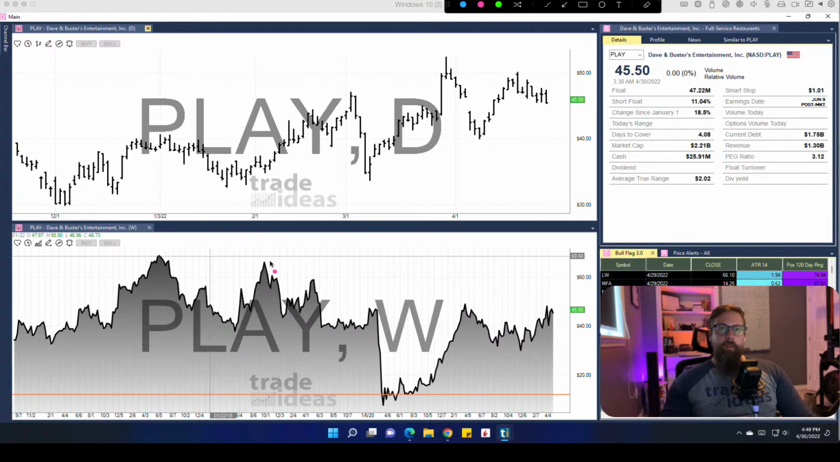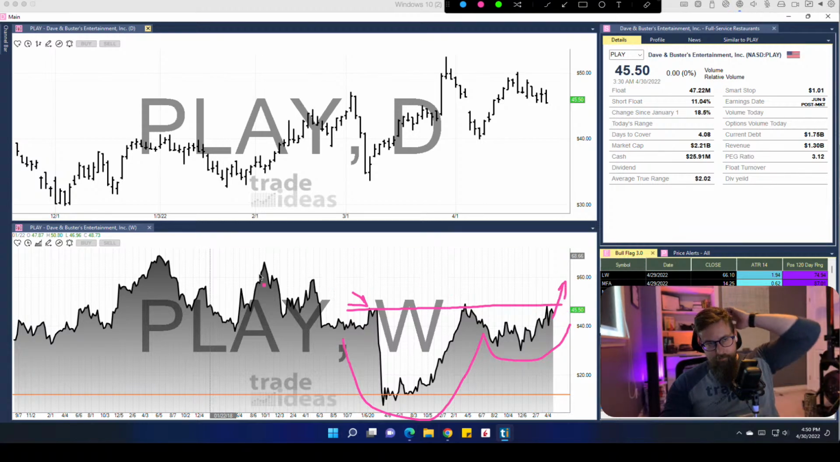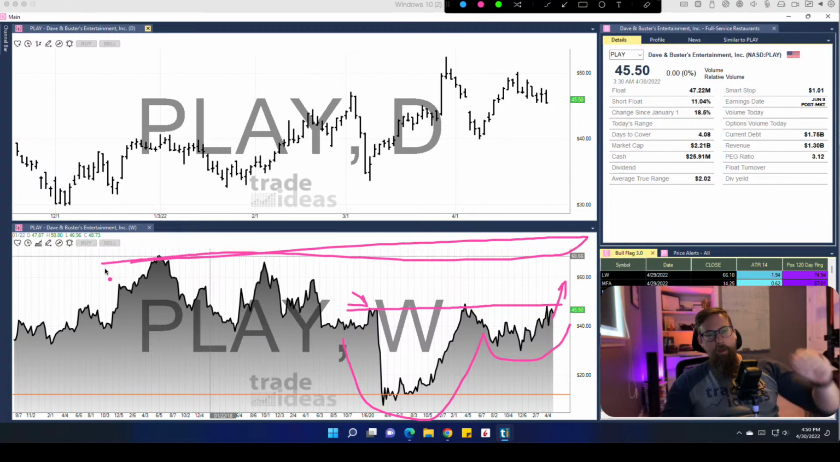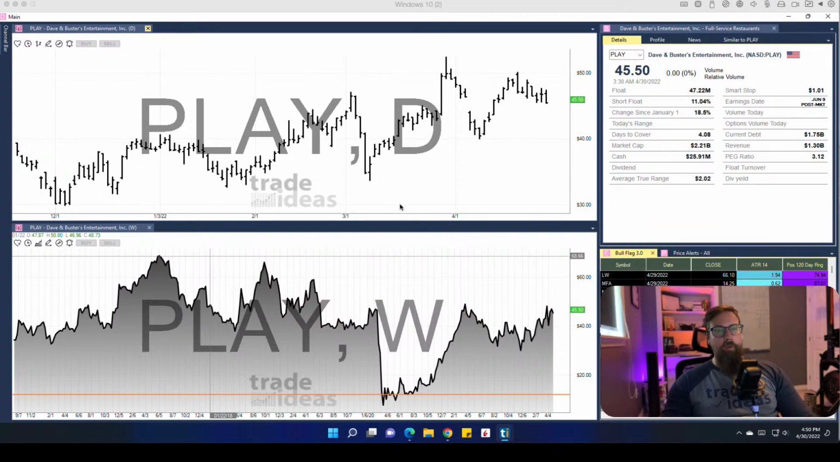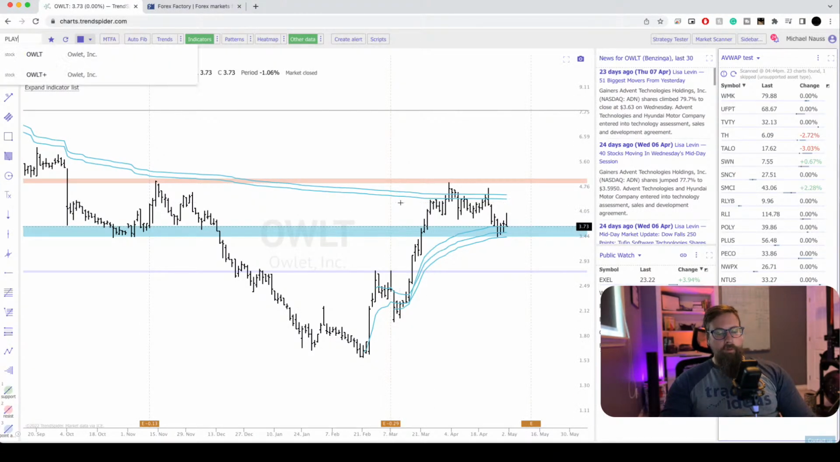So play's interesting, and it doesn't have earnings. So this would be another example, right? Big cup and handle on the weekly chart. So the theory is, right, you always want the top of the cup and handle to be this prior area. So if that can break through there, you're basically saying, okay, well then what happens if we get to old highs, which is like $70? That'd be a great one. So that's play.